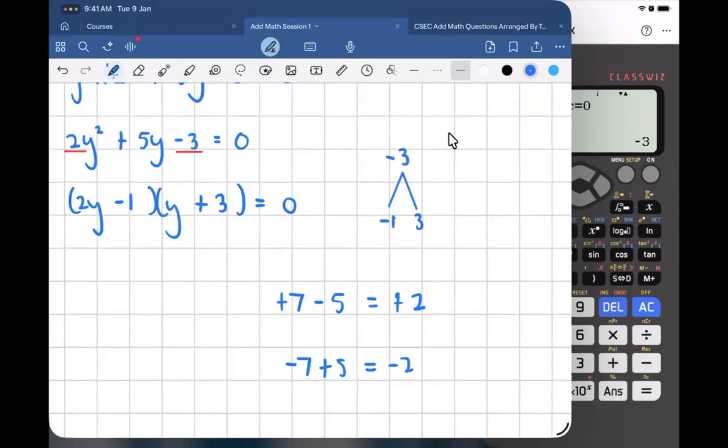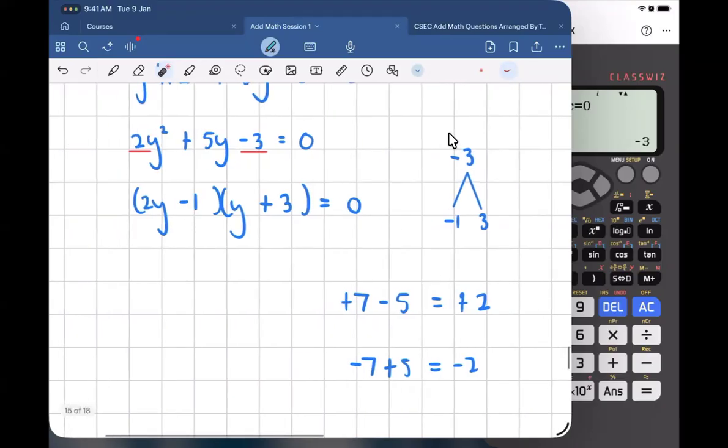So if I want to get positive 5, which is a positive number, should I put the negative by the smaller factor or the bigger factor? I just asked you, if I want to get a positive number, should I put the negative by the smaller factor or the bigger factor? To get a positive number, you put the negative by the smaller number. Exactly, the smaller number, because I want the positive number to dominate.